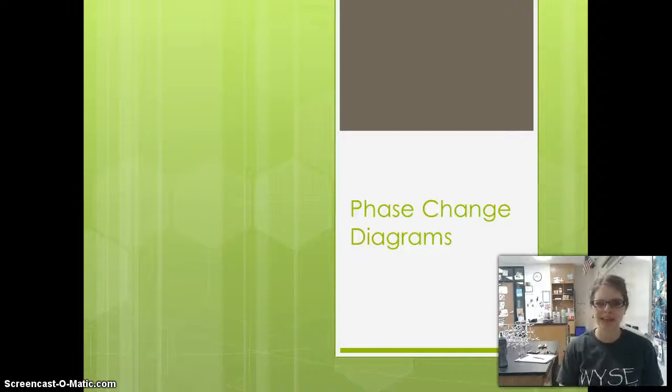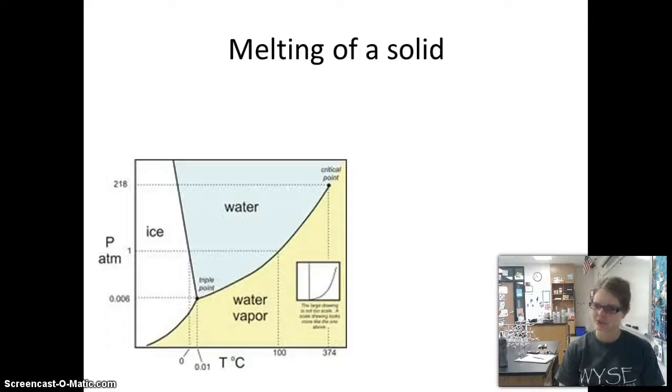Hi there. What we're talking about today are phase change diagrams. Let me show you a picture of a phase change diagram. This is a picture of a phase change diagram. You can see there's different regions of it. There's a solid, the ice region, because we're looking at H2O water here. The water, the liquid region's on top, and then the water vapor or the gases on the bottom part.